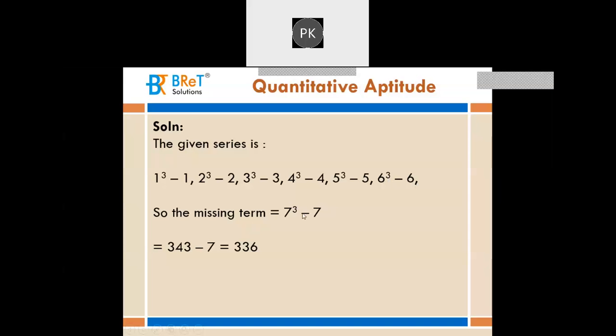So the missing term should be 7 cube minus 7. That is 343 minus 7. It should be 336. Okay. This is one of the very important standard questions that has appeared in different exams continuously over the years.